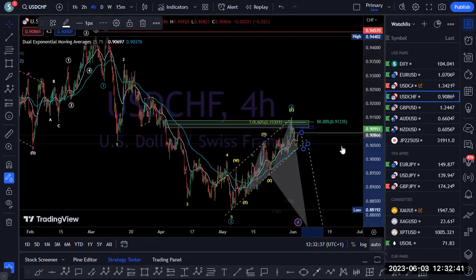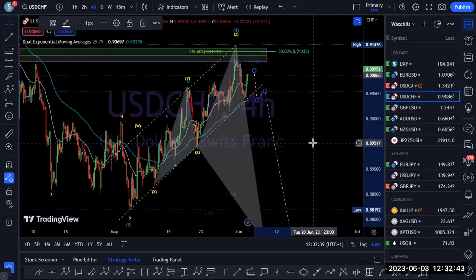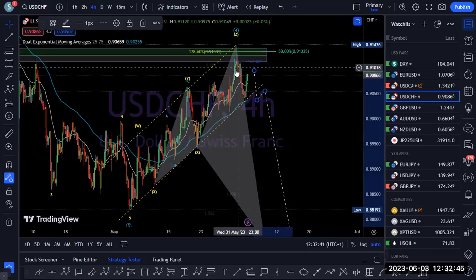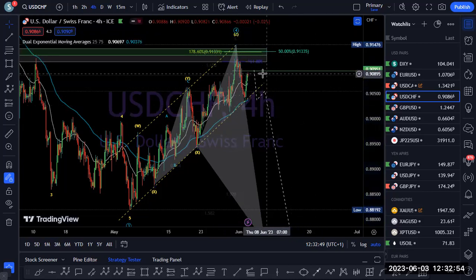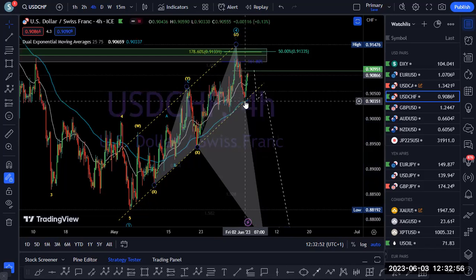Okay, so how do you join the sellers? Though I opened a sell setup, I got a sell setup inside this zone and I sold. And the market reversed. Maybe news causes it, I don't know. But this is sharp, it doesn't mean that I will go on to buy again.